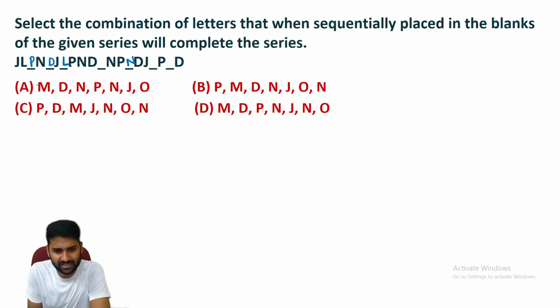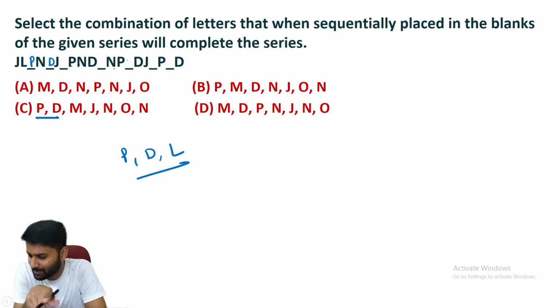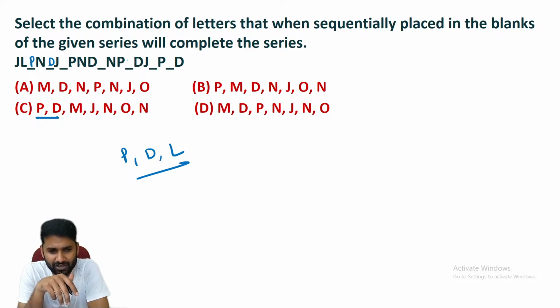Now move on to the next one. Here the P required, D required, L required, P, D, L. But we can see M here. We have a PD, we have a PD. The first two letters are PD. Let's check with the next letter. M is also possible, right? The first two letters you can confirm are P, D.